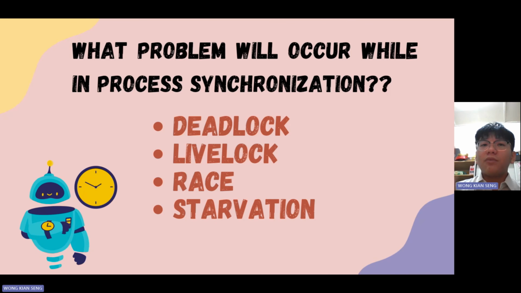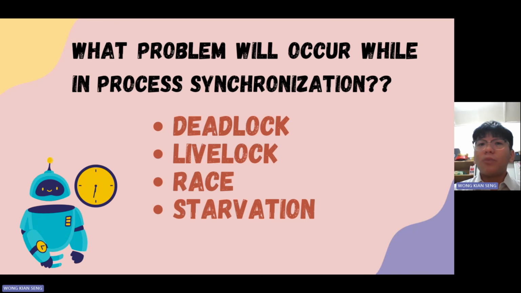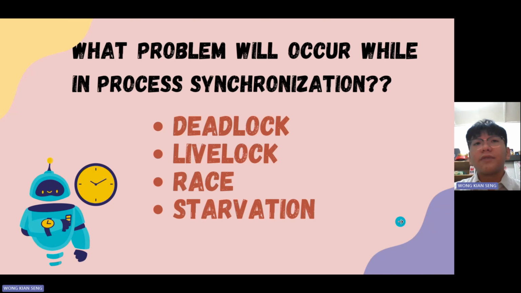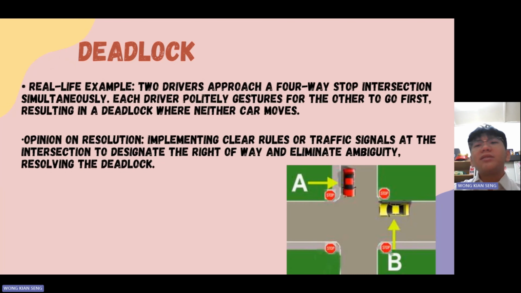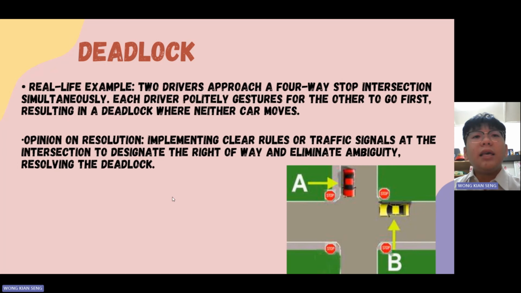The first will be called a deadlock. Second will be the livelock, and race and starvation. So let's move to the deadlock first. For deadlock, you can look at the picture at the right bottom. It relates to a real life example. There are two drivers approaching a four-way stop intersection simultaneously. Each driver politely gestures for the other to go first.